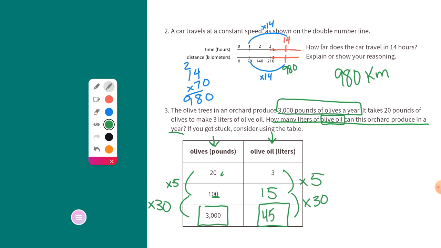15 times 3. We built it up to 100, so we're doing one loop at a time. And then how many zeros do I need behind that? 1, because I only had 1 zero in my problem. 15 times 30. A table is not your answer. A table is your work. So how many liters of olive oil can they make in a year? 450 liters.